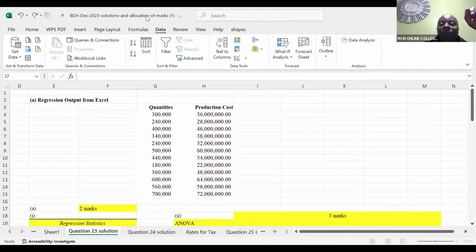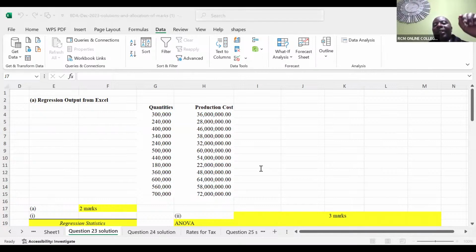Now that we have the variables correctly, let's start again. Do you have this past paper of December 2023? Question number 23. Do you have this paper? Have you been able to produce it? BDA December 2023. Yeah, thank you so much.